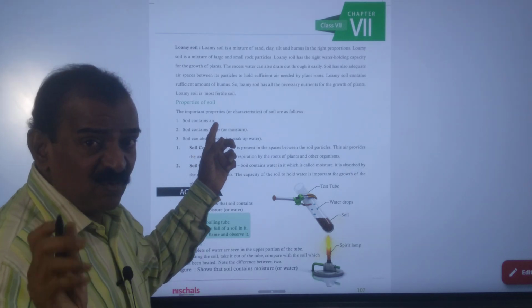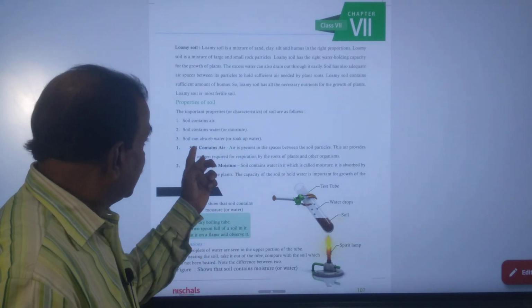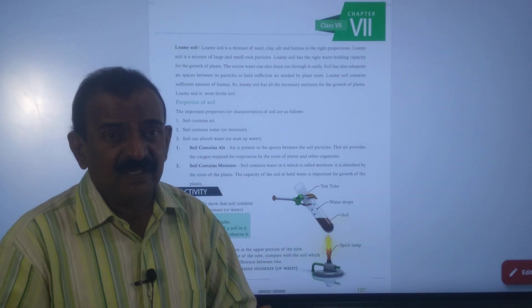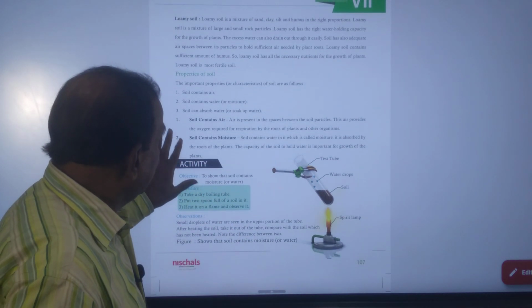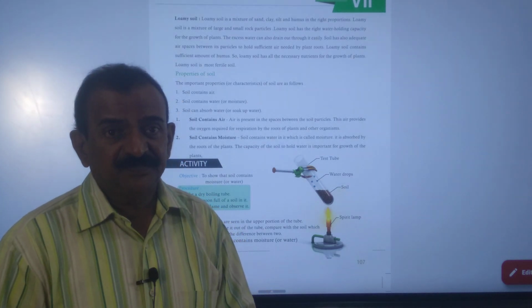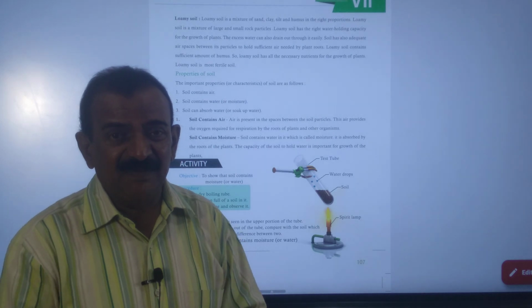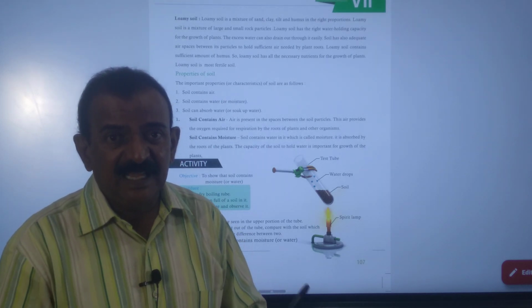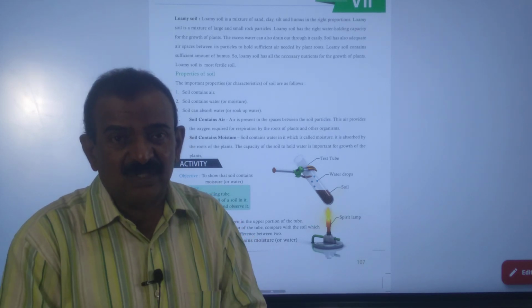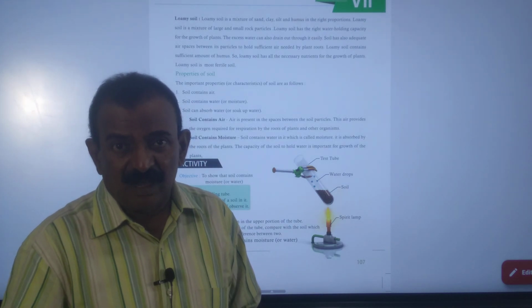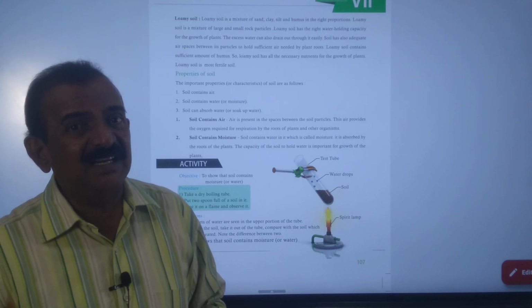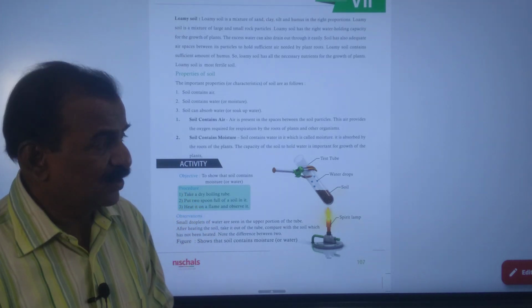Soil contains water, soil contains air, and soil can absorb water. These are the properties of the soil. In the soil, air is present between the soil particles, and air has oxygen and different gases. The roots growing in the soil absorb the oxygen present in the air. So aeration of the soil is helpful for the growth of the plant.